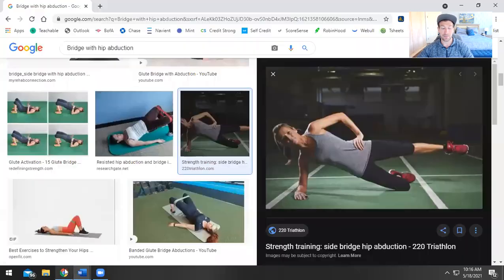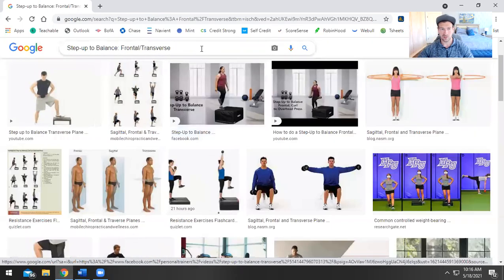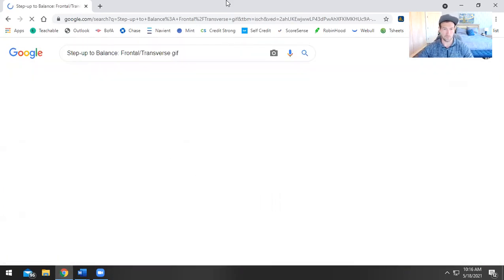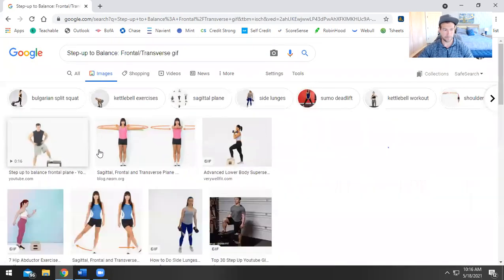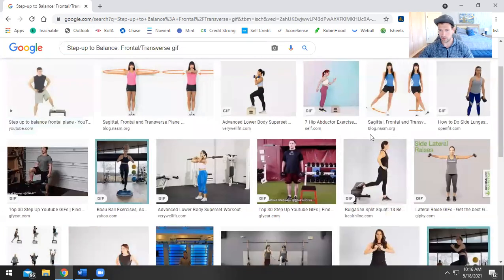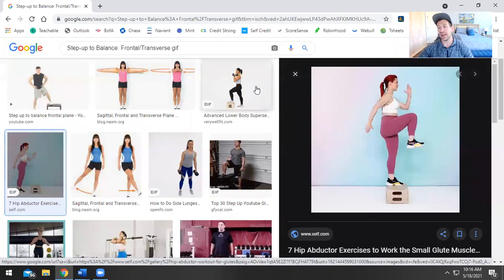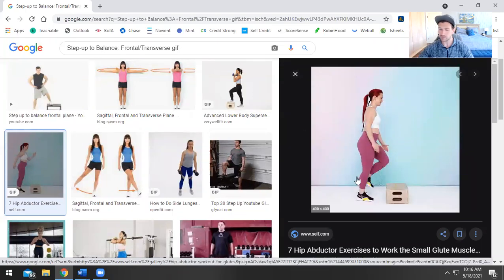We're going to do a step up to balance, which is a really great exercise where you can see right here. So that's your classic step up to balance there.